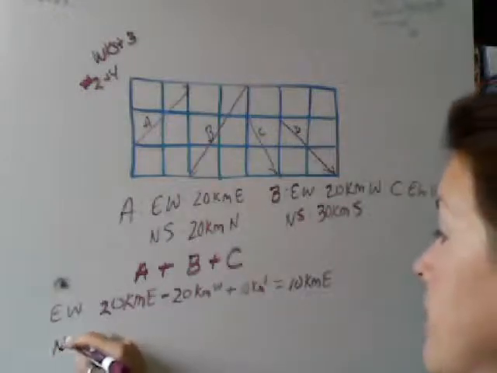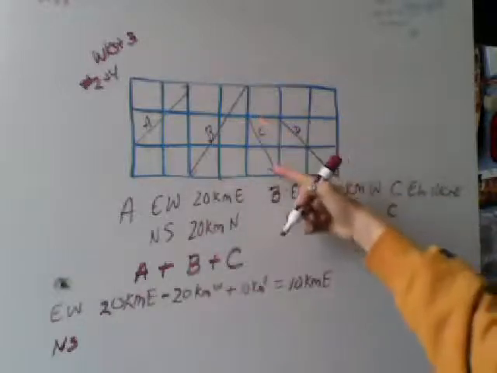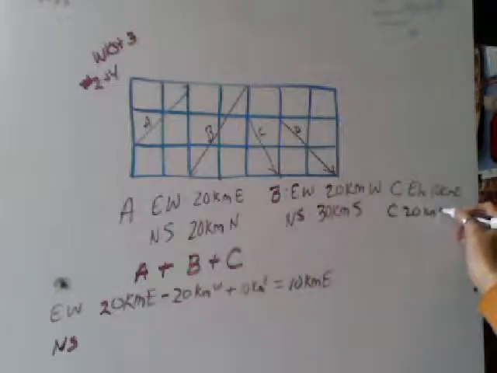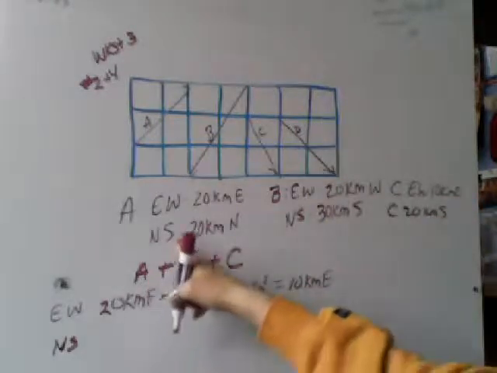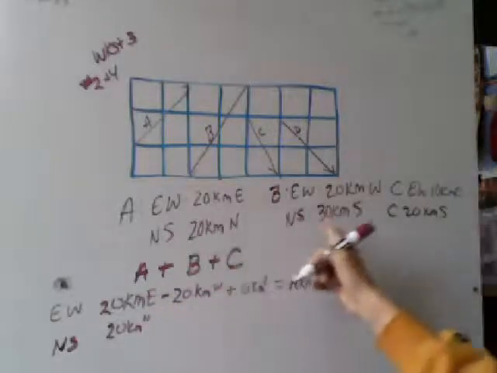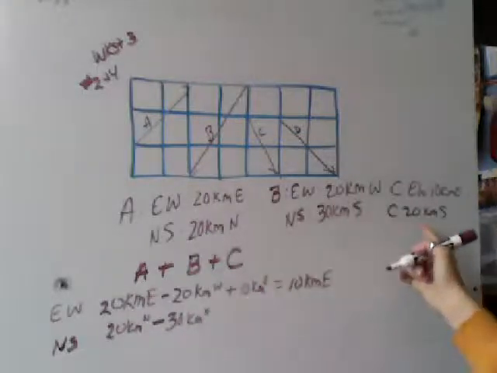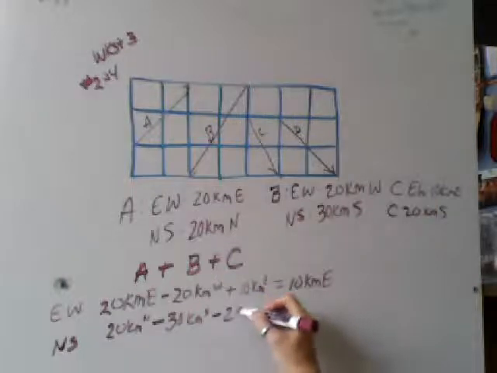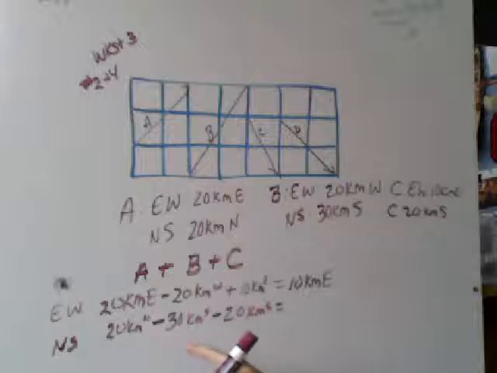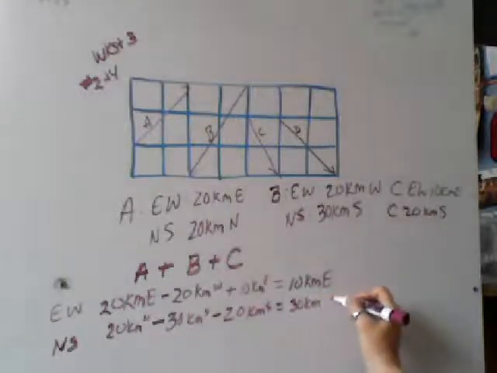If we look at the north and south components, again we have to add in C. Our C north-south is 1, 2, 20 kilometers in a southerly direction. So adding those three vectors together, we see 20 kilometers north, we see 30 kilometers south, and again 20 kilometers to the south, giving us an overall displacement of 30 kilometers to the south.